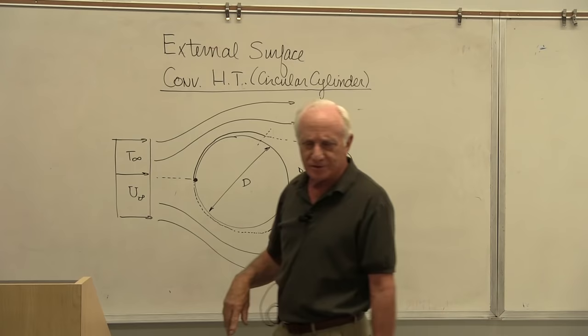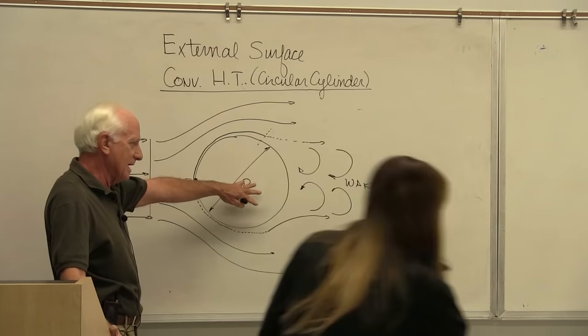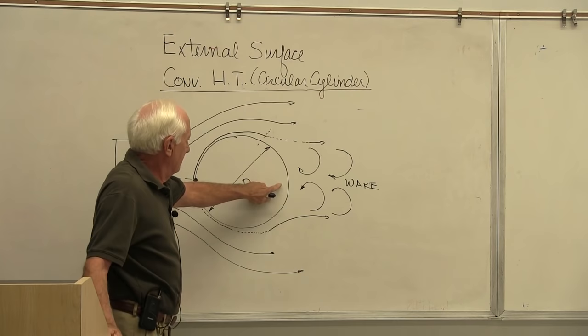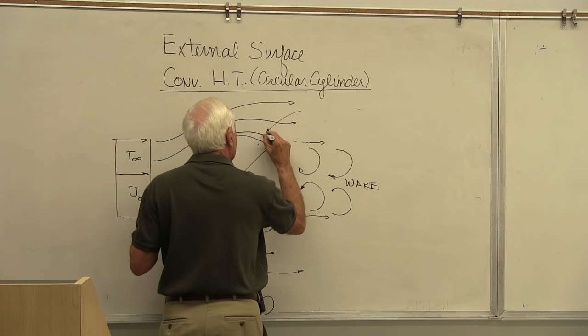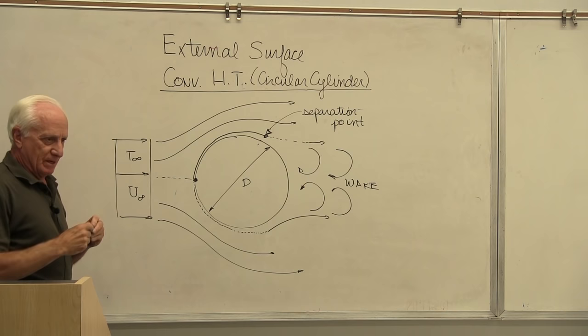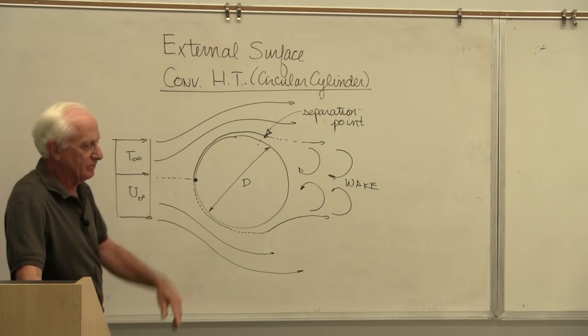But it happens whether it's air, water, whatever. There's a wake region typically behind here. It depends on the Reynolds number. If the Reynolds number is really low, then this point, by the way, is called the separation point. It's where the streamline separates. It's caused by a pressure gradient. But that was MB312. We're not going to revisit that in detail.